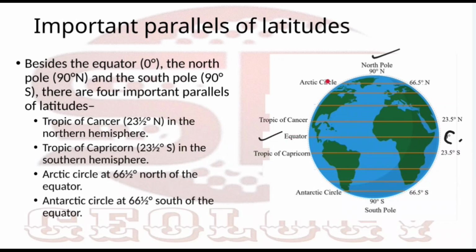From the equator towards north and south, the latitudes are divided in the same way. The 23.5 degree north latitude is called the Tropic of Cancer. Towards the south, 23.5 degree is called the Tropic of Capricorn. Then at 66.5 degree towards north, it is called the Arctic Circle, and 66.5 degree south is called the Antarctic Circle. At 90 degree north, it is called the North Pole, and 90 degree south, the South Pole. So these are the parallel latitudes.